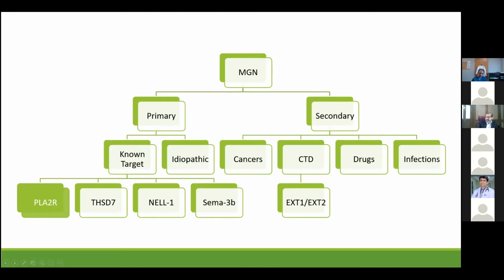We're not going to talk about secondary. We're going to talk about primary membranous nephropathy. And mostly we are going to talk about the commonest type of primary membranous nephropathy, which is PLA2R. And then what we do is we transpose the lessons learned from PLA2R type disease onto some of the others and see if we can't treat them the same way.